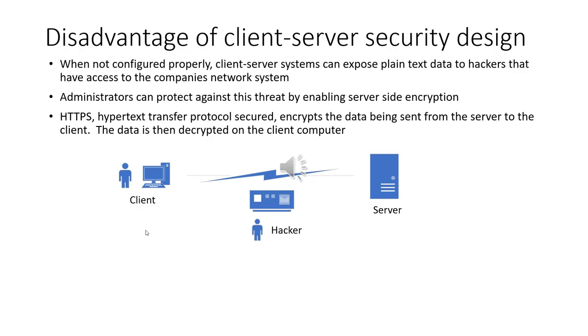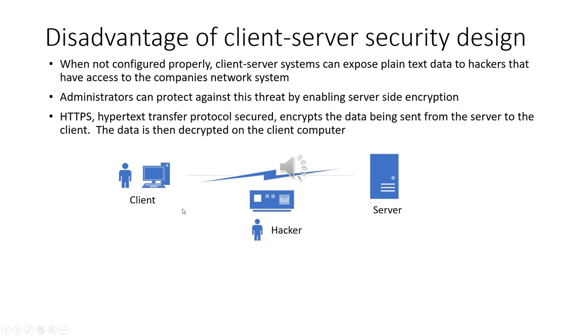Disadvantages of a client-server security design. When not configured properly, client-server systems can expose plain text data to hackers that have access to the company's network system. Administrators can protect against this threat by enabling server-side encryption. HTTPS, Hypertext Transfer Protocol Secured, encrypts the data being sent from the server to the client. The data is then decrypted on the client computer.